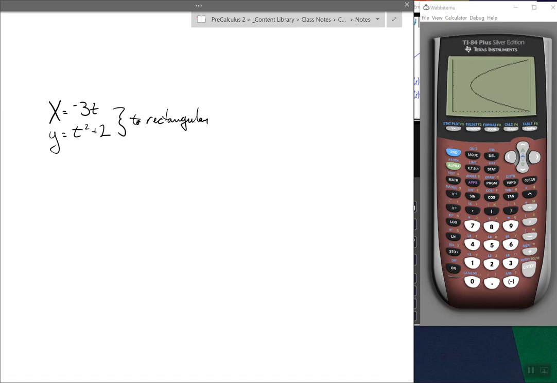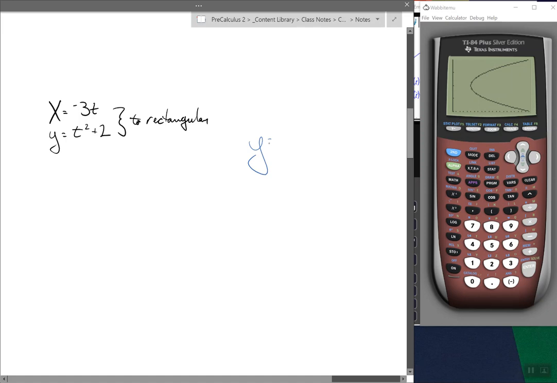So what we want to do, if we're given a set of parametrics and they're asked to be written in rectangular, is solve the x equation for t. We always want to resolve the x and plug that into y. That way we have a y equation in terms of x. That's how rectangular equations are written, like y equals ax squared plus b, or y equals mx plus b, where the y is all by itself and the x is on the other side. So that's what we're looking for here.